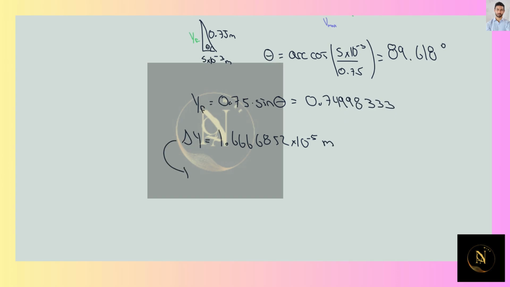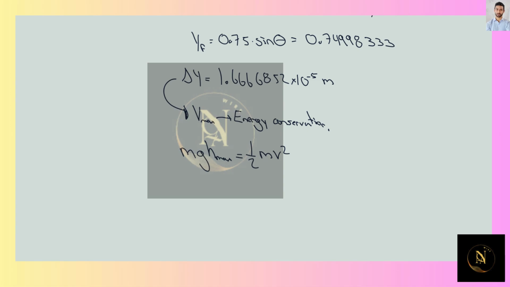Why did we do this calculation? Well, simple, because in this way we can calculate the maximum velocity through energy conservation. At this point, we're going to have only potential energy, and this is going to be equal to 1/2 times mass times velocity squared. So for the calculation of velocity, mass cancels out, and it would be equal to the square root of 2 times gravity times the maximum height.